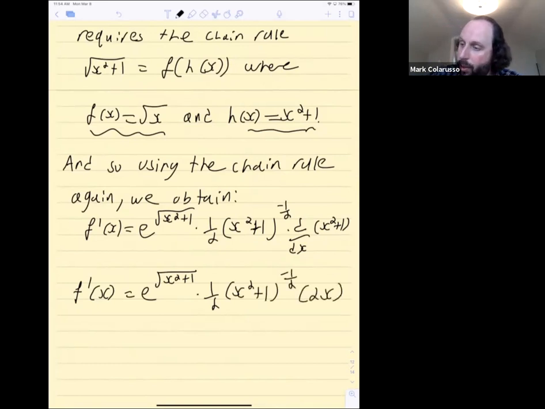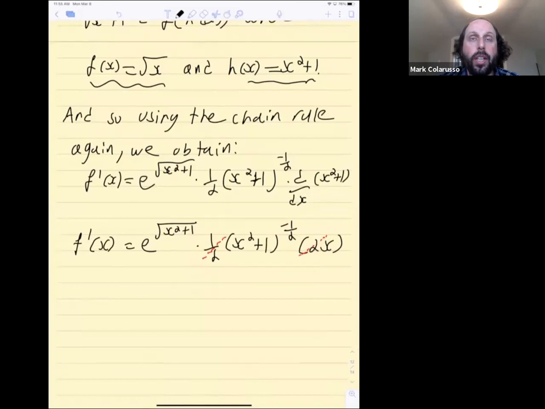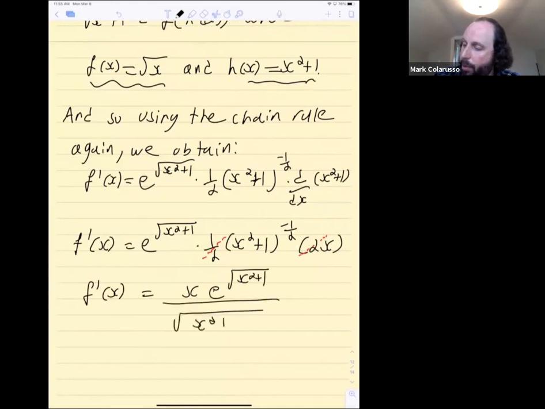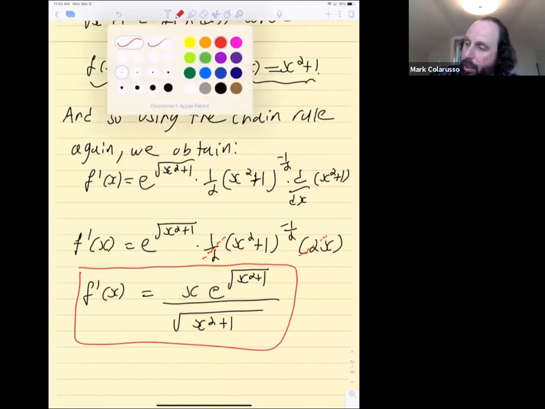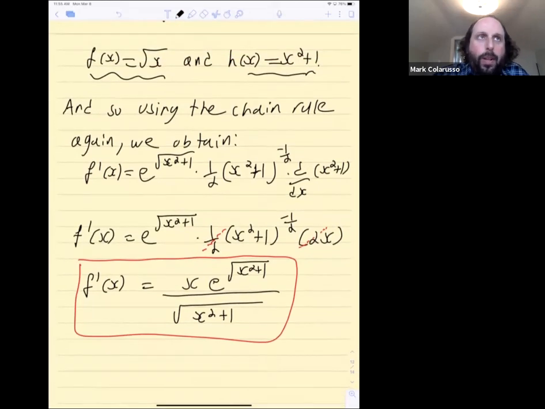Notice that we can cancel the 2 here with the 1/2. And you can make this a little nicer if you put the negative exponent in the denominator. It will look a little less hideous. So I'll write it this way: x times e to the square root of x squared plus 1, divided by the square root of x squared plus 1. Okay, so that's using the chain rule with the exponential the other way.